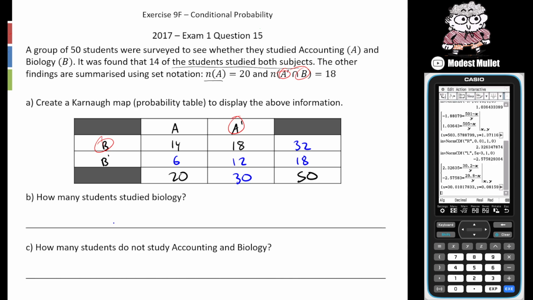How many students study biology? That's effectively asking N of B, which is 32. How many students do not study accounting and biology? So that is N of A dash intersect B dash, I need to not study both. That is that one there, which is equal to 12.